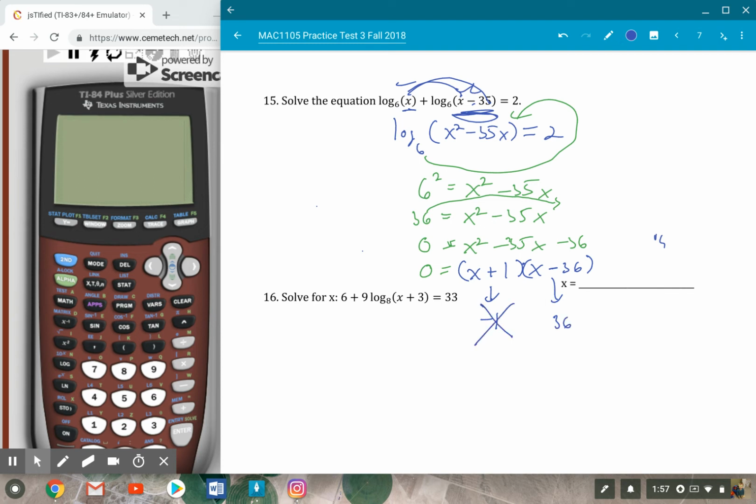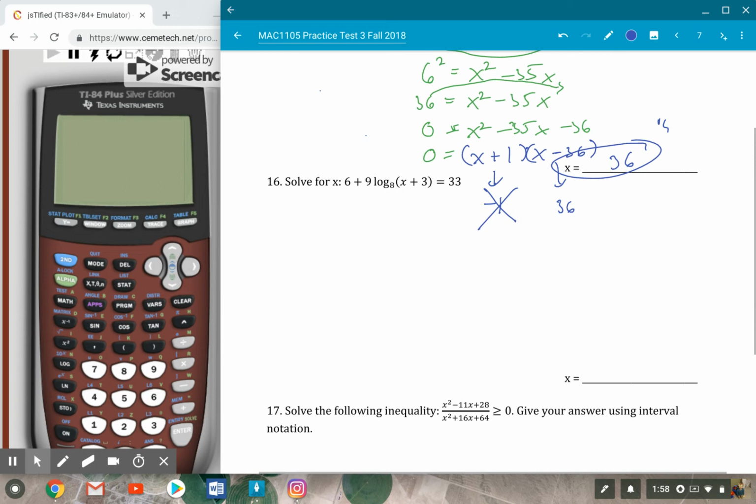Negative 1 is not an actual solution because when you plug negative 1, both here and here, you get negative results. You can't have that, but you can plug in 36 in both places and get a positive. You can put 36 here and it's positive. You can do 36 minus 35 here. It's a positive 1. So x equals 36 is the solution here on this one. So all the ones on the test and the study guide, you should be able to get a solution for.